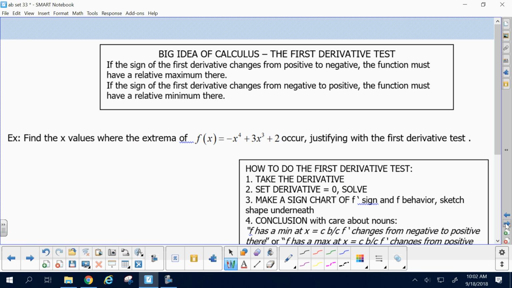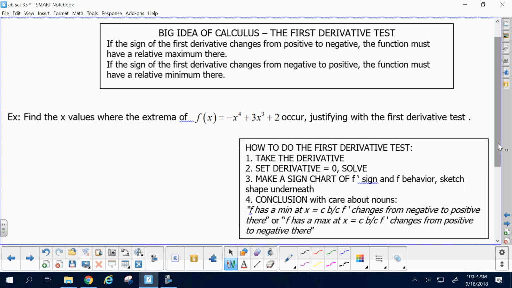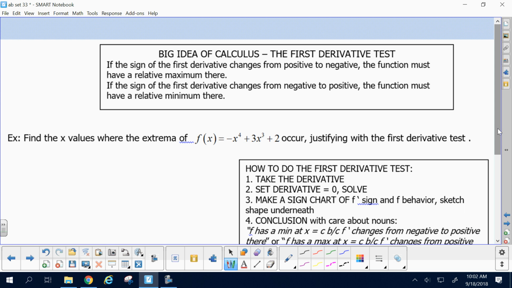All right. Last but not least, howdy. All right. Then, big idea of calculus. Check this out. This is called the first derivative test, and it's crucial. Boy, did you time this right. I'm going to keep extra treat for you here.